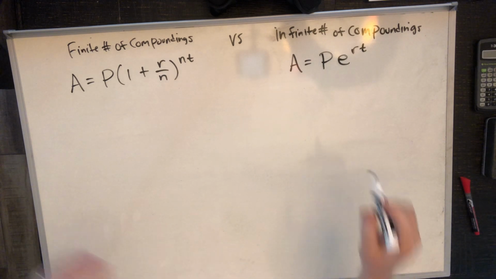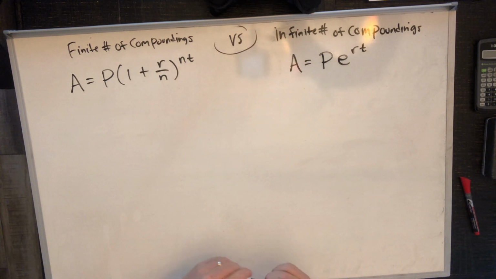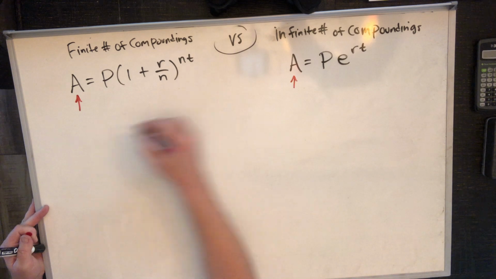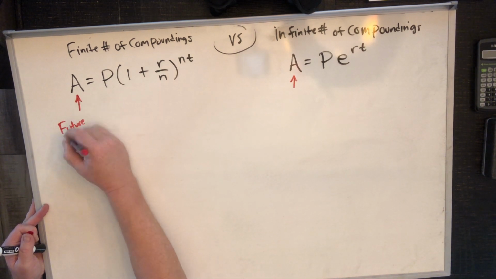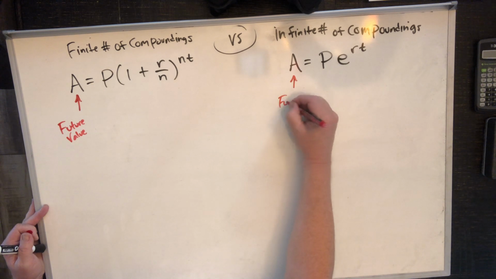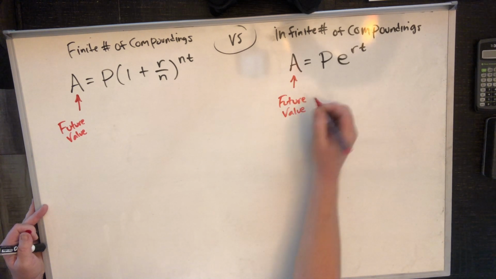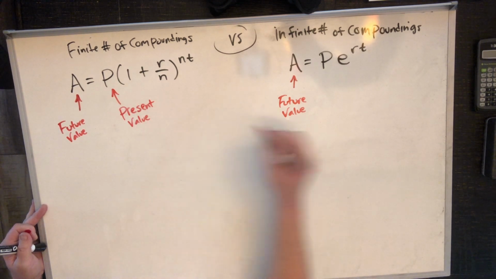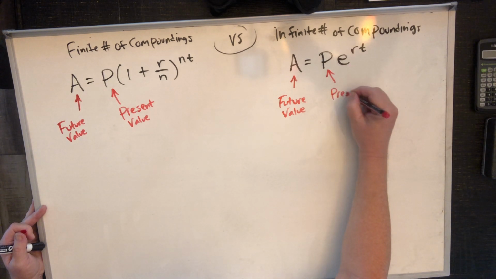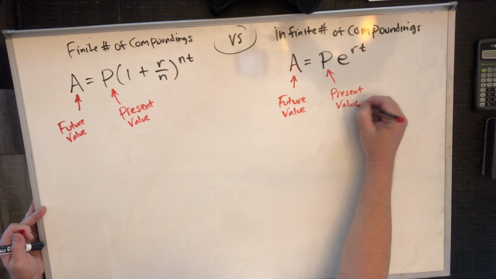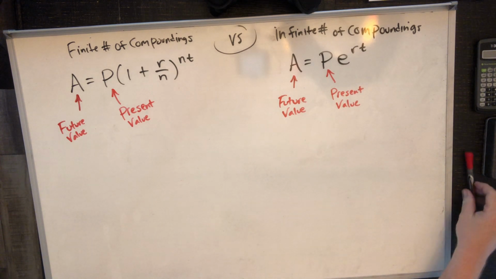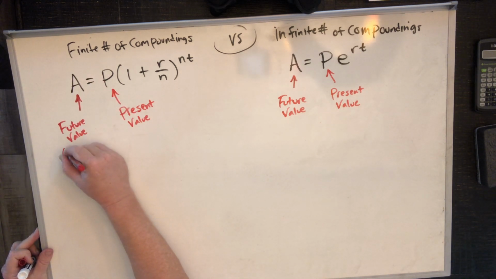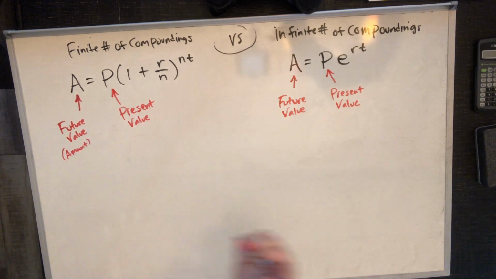But either way, in both cases, we have some vocabulary here. A is called the future value. And P is called the present value. That's kind of neat because P, present, easy to remember, P represents the present value. Sometimes to help you remember this, we could call A the future value or the future amount. How much will you have in the future?